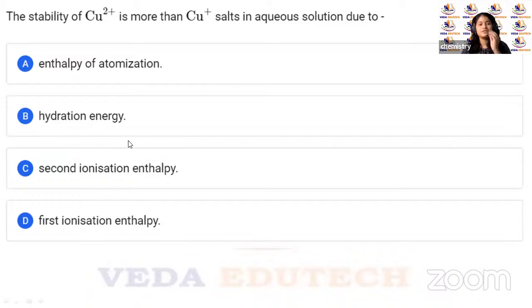Okay, this is important. All these questions are directly from NCERT and they're previous year questions. This is asked in NEET 2022, I guess. The question is, the stability of Cu2+ is more than Cu+ in aqueous solution. So just try it once. What could be the answer, children?